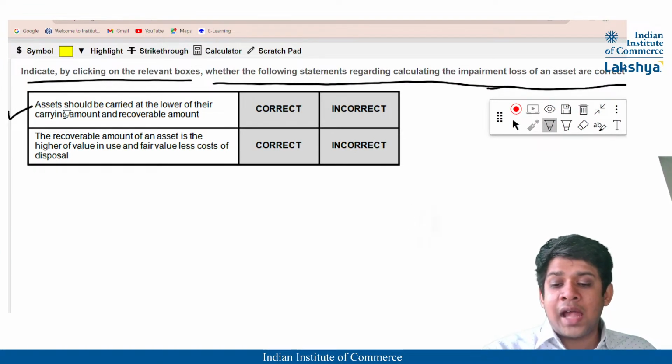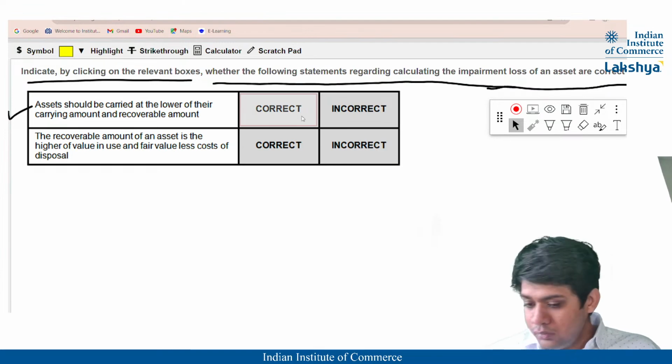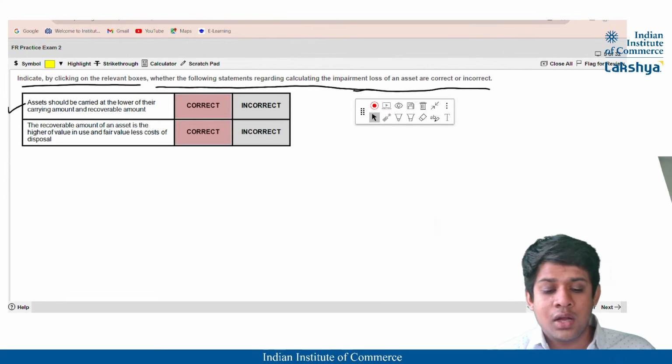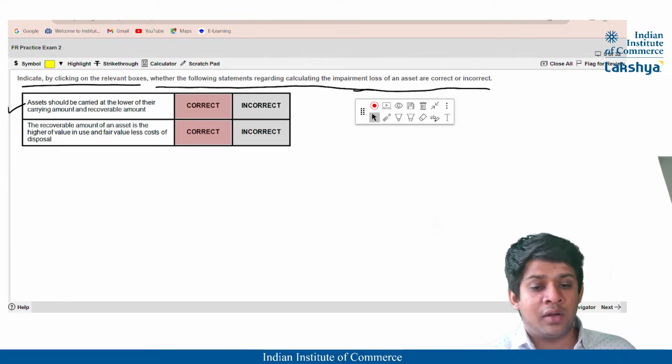Firstly, assets should be carried at lower of their carrying amount and recoverable amount. Correct? Yes, that is also the reason why you charge your impairment, because your assets should be brought down to their recoverable amount. The second one, the recoverable amount of an asset is the higher of value in use and the fair value less cost to sell. Yes, that is also correct. That is technically the definition of the maximum recoverable amount that you can get from an asset.